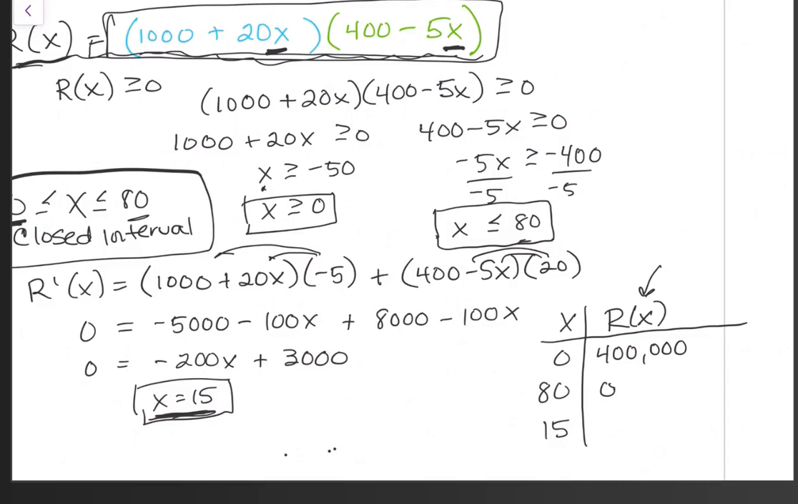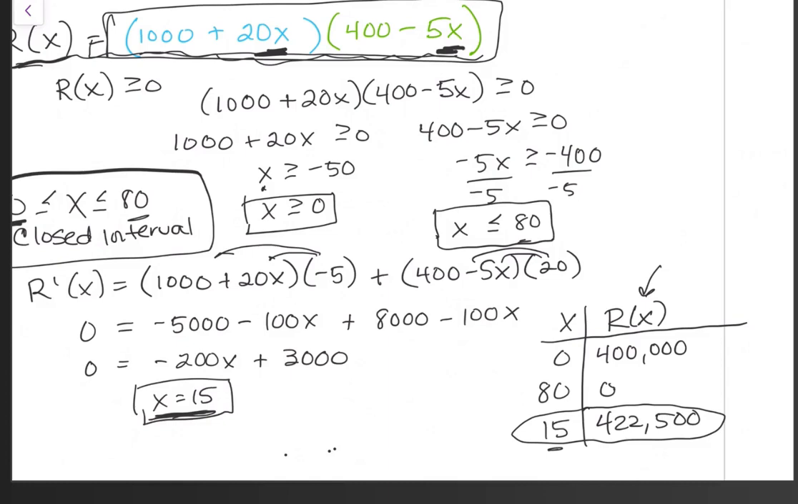And if I plug in 15 everywhere I see an x up here in my original function, I get 422,500. And remember, I'm trying to maximize my revenue, so I want the one with the biggest y value or the biggest revenue, so that would be that one there. So we've got an answer to our question. Now don't forget what x is. X isn't my cost. X was the number of $5 reductions that I want to make.